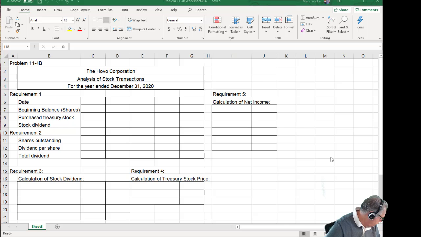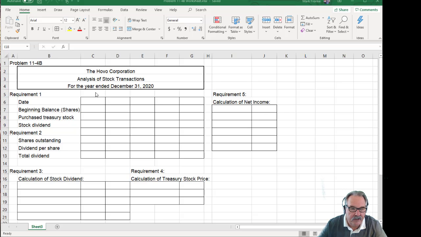In the book, they've given us two statements of stockholders' equity, one at the beginning of the year and one at the end of the year. So we're going to use that information to prepare this analysis. The first thing they want us to do is to figure out how many shares are outstanding at each one of the dividend declaration dates.